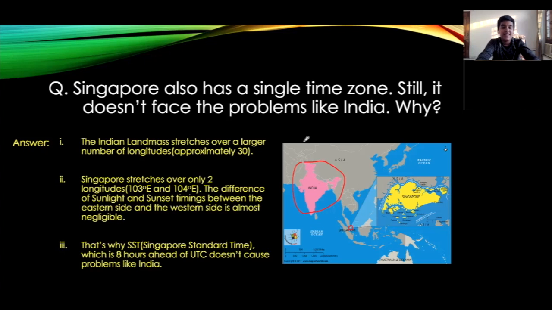The Indian landmass stretches over a larger number of longitudes, almost 30. But Singapore stretches only over 2 longitudes, 103 degree east and 104 degree east. The difference of sunrise and sunset timings between the eastern side and the western side is almost negligible, only 4 minutes. SST, that means Singapore Standard Time, is 8 hours ahead of the GMT or the UTC. It doesn't cause problems like India.